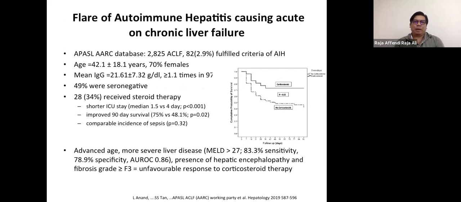We also bear in mind that a flare of AIH can cause acute and chronic liver failure, as you can see in this study, in which some of my colleagues were involved. Advanced age, more severe liver disease, a MELD score of 27, and the presence of hepatic encephalopathy and fibrosis grade predict an unfavorable response to corticosteroid therapy in patients with AIH.